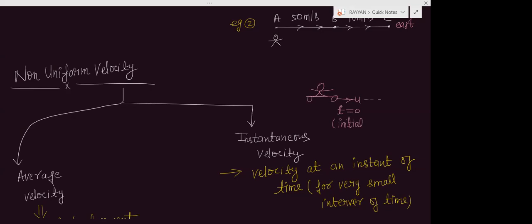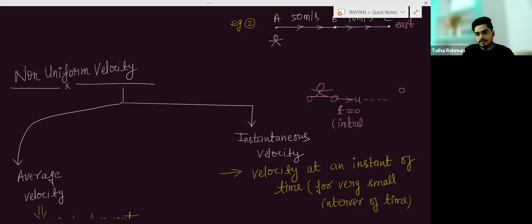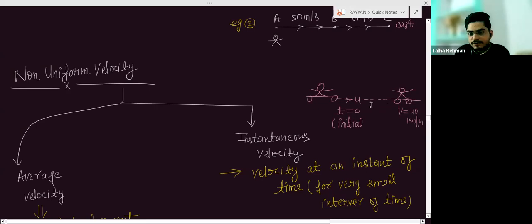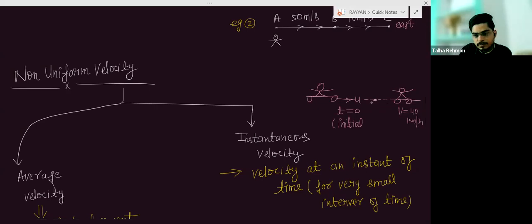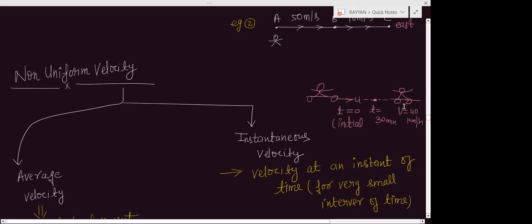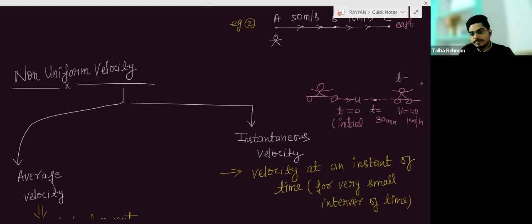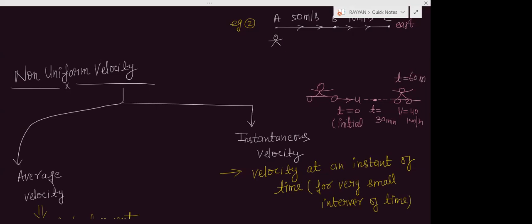Now you are moving. Suppose you have reached here, and here your velocity is 40 kilometer per hour. If I am asking you to tell me the velocity at this point, where time is equal to 30 minutes. And the total time taken in going from here to here is suppose 60 minutes.